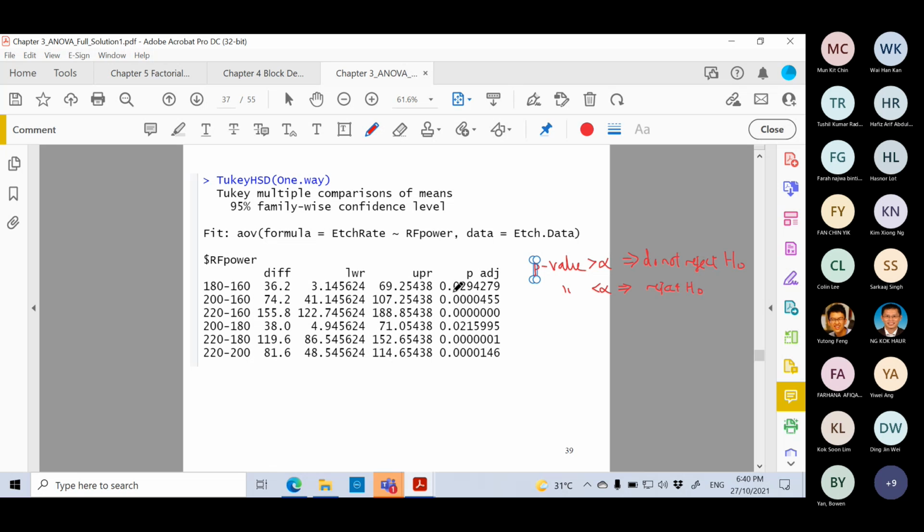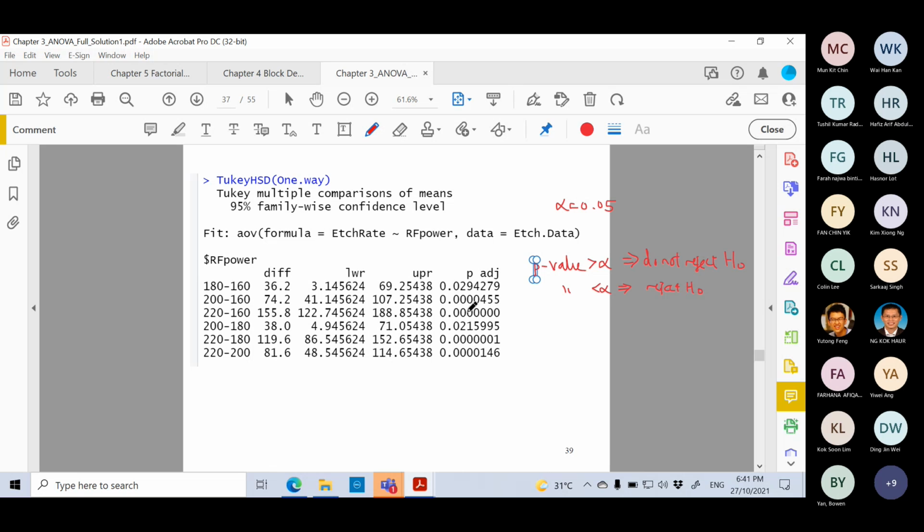Okay, so from here you can observe that if I set the alpha at a 5% level, all of them have a significant difference. It means that the 180 and the 160 have a significant difference, 200 with 160, 220 with 160, and so on. All of them have a difference. Okay. So some of you asked me what is the advantage of this over the two sample t-test.